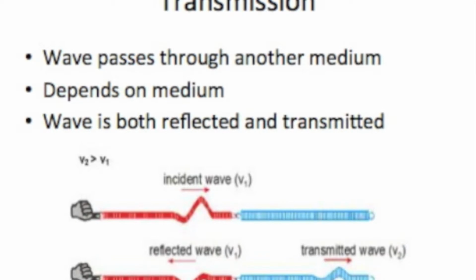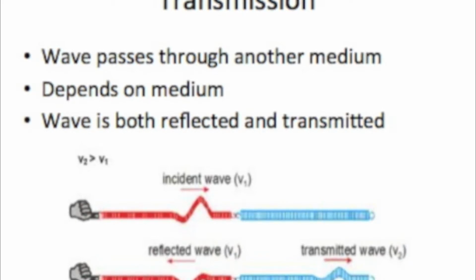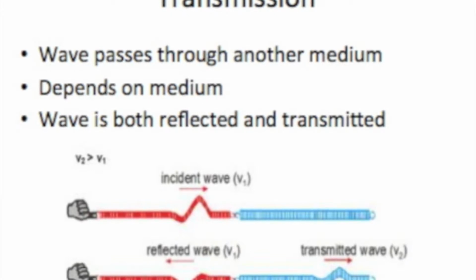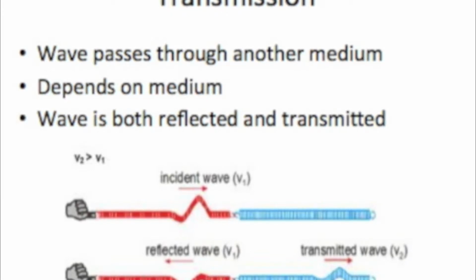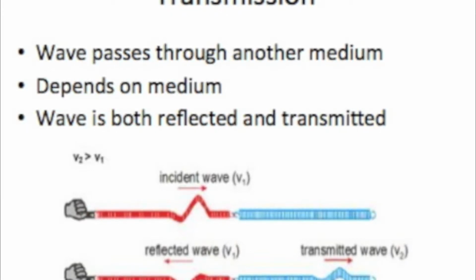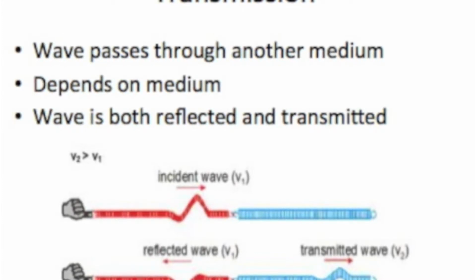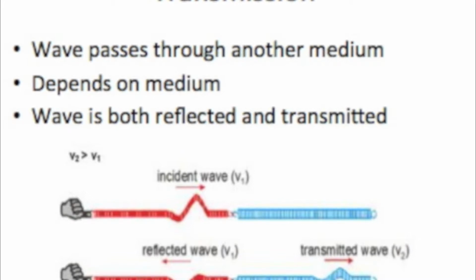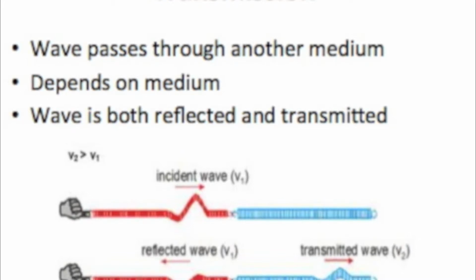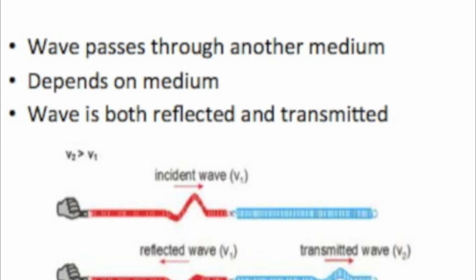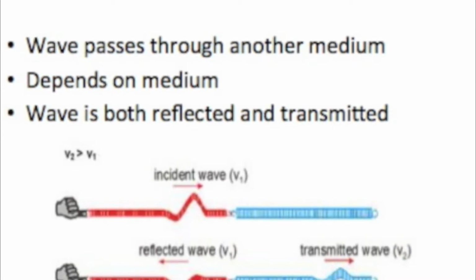Transmission of a wave occurs when the wave passes through another medium. The wave looks similar to the original wave, but its amplitude may be bigger or smaller, depending on whether the medium is less or more dense. When a wave is changing the medium in which it travels, parts of the wave are both reflected and transmitted. As you can see, the reflected and transmitted waves head in opposite directions.